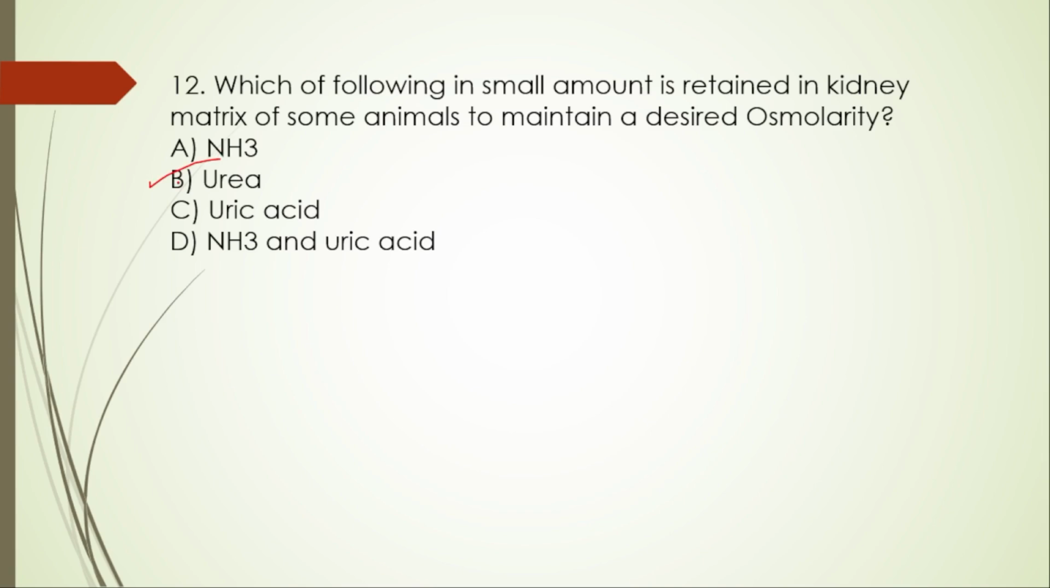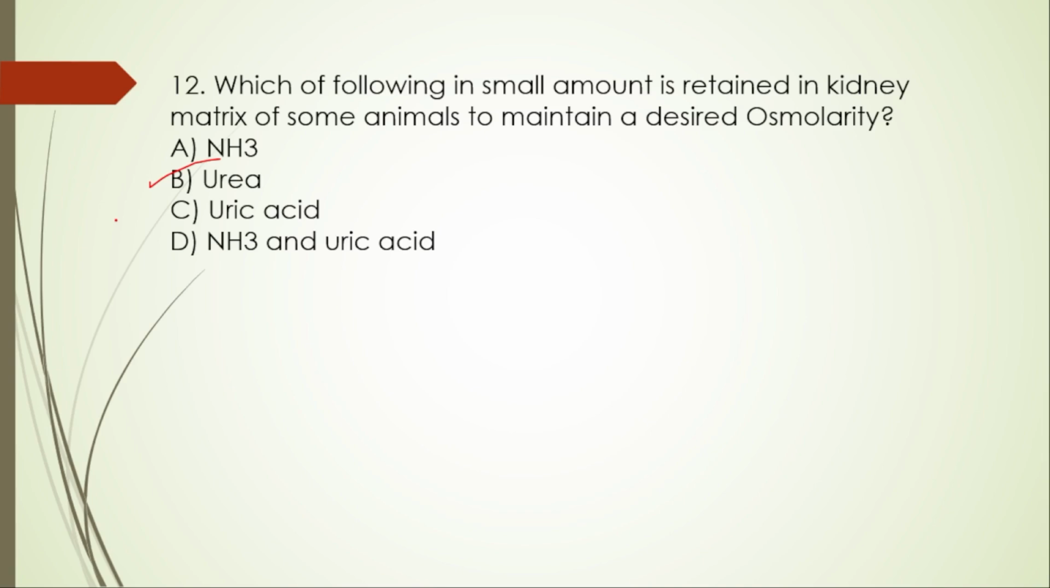In some animals, like sharks and ray fishes, they retain a small amount of urea in their kidney matrix because of the osmolarity. And one more thing is that it is called an adaptation. For the osmolarity, it keeps maintaining the salt and water balance in their body fluid, making them nearly isotonic to their marine environment, because you people already know it will be much more salty.